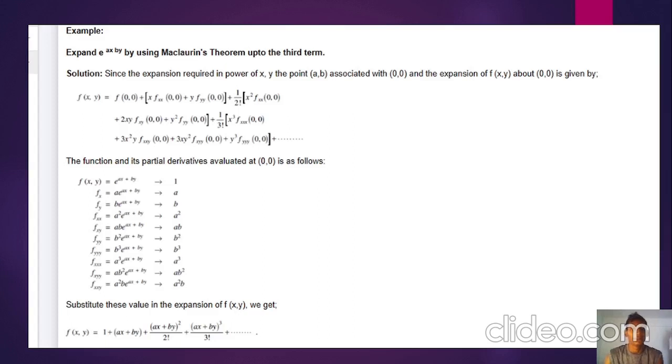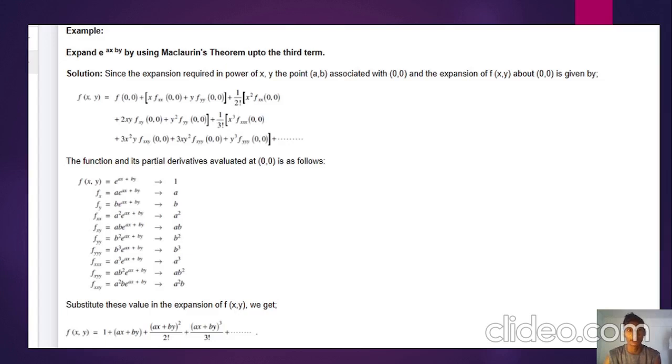Expand e^x sin y (or similar) using Maclaurin's theorem up to the third term. Solution: since the expansion requires powers of x and y, the point (a,b) is taken as (0,0), and the expansion of f(x,y) about (0,0) is given.